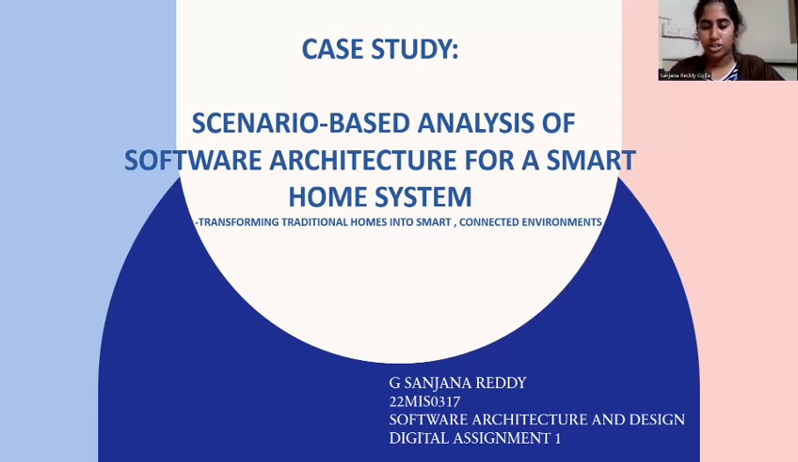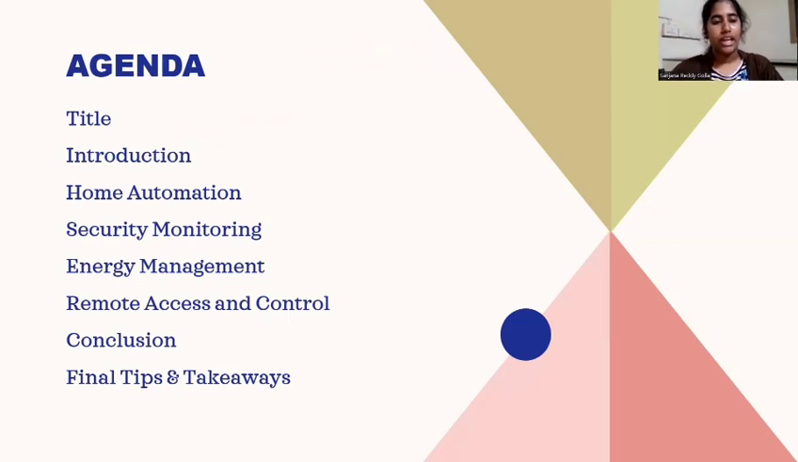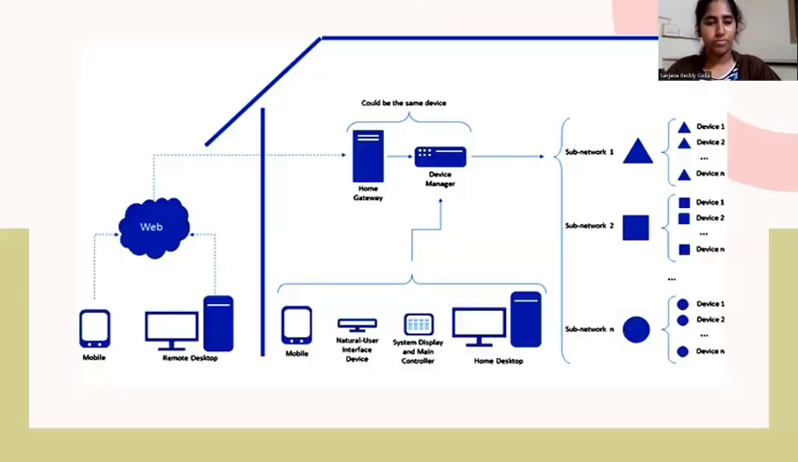And so, moving on to the topic. I've made the agenda. I included the title, as I've already shown you, and then we'll start with an introduction. Then we have some features like home automation, security monitoring, energy management, and remote access and control. Finally, we'll have the conclusion, where I'll tell you about some final tips or takeaways.